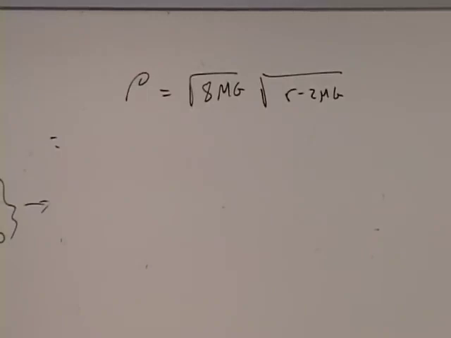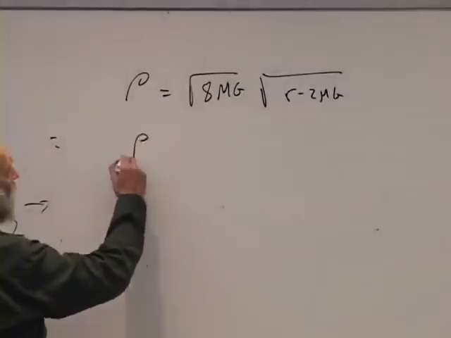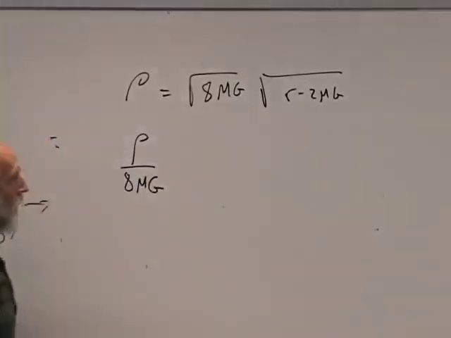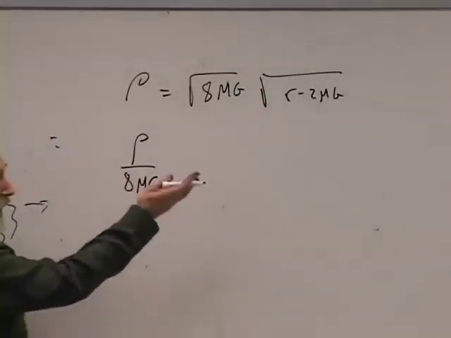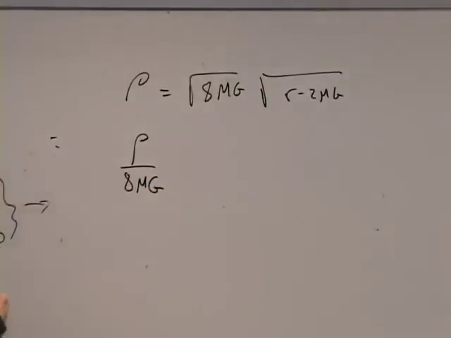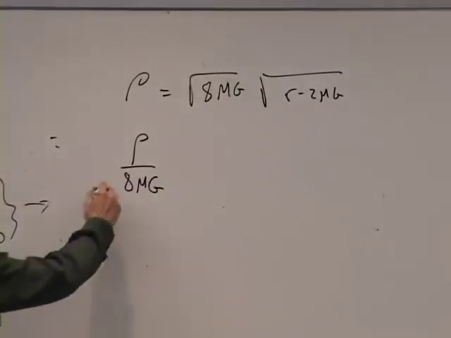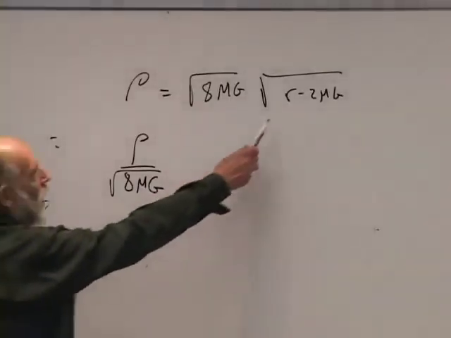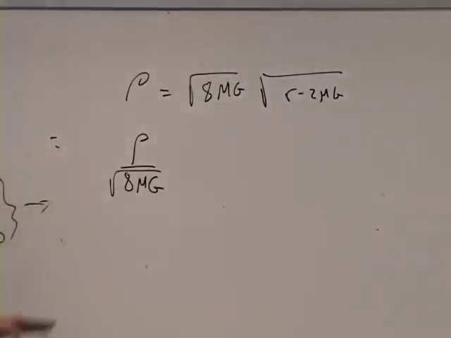And all we have to do now to rewrite the metric is, well, we have to figure out what it is. First of all, rho over the square root of 8mg is the square root of r minus 2mg. So let's square it. Sorry, square root, right? That's rho divided by square root of 8mg is equal to the square root of what's on this side. Okay. Let's square it.